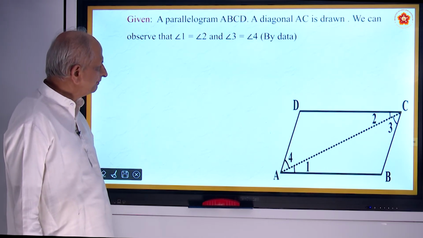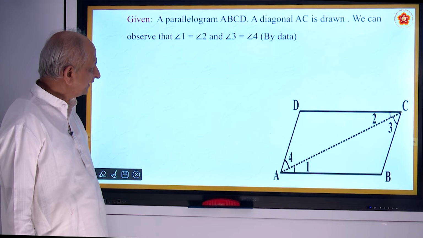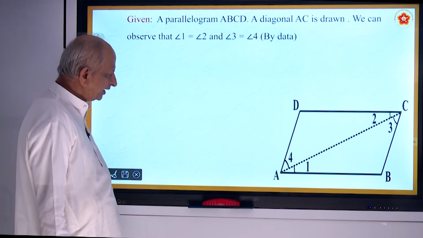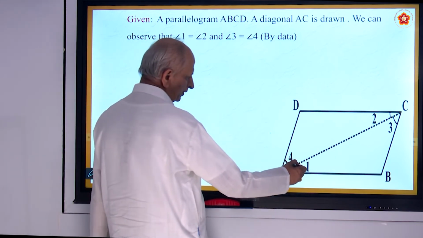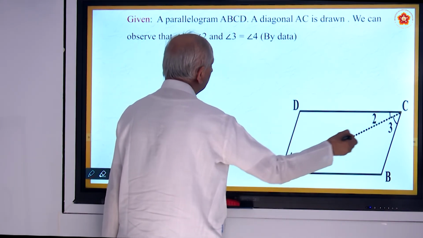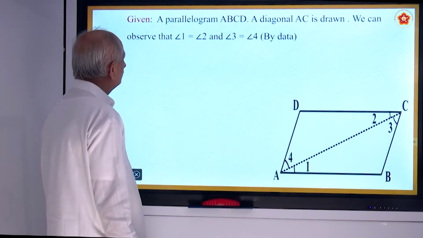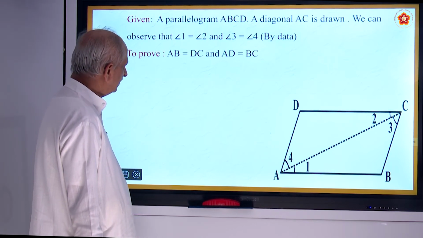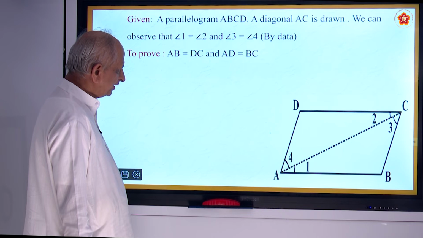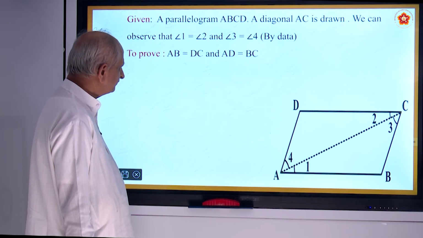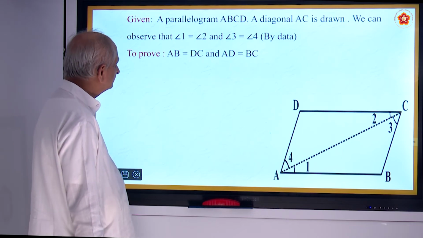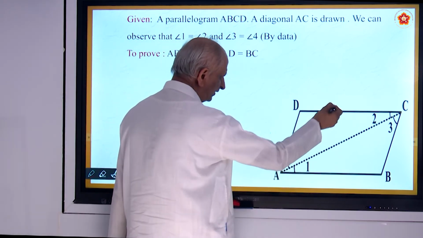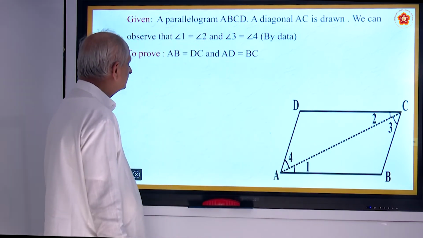Now we will see one problem on this. Given a parallelogram ABCD, diagonal AC is drawn, we can observe that angle 1 is equal to angle 2, 3 is equal to 4. Why? They are called alternate angles. You have to prove that AB is equal to CD and AD is equal to BC. What is the meaning? Opposite sides of a parallelogram are equal, that is what you are proving.